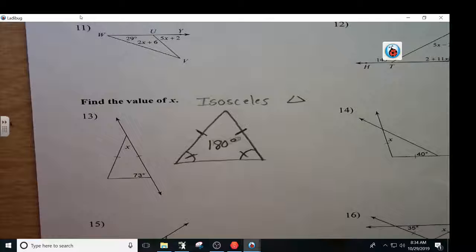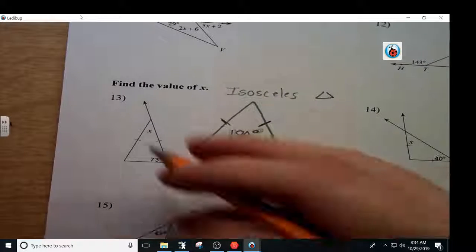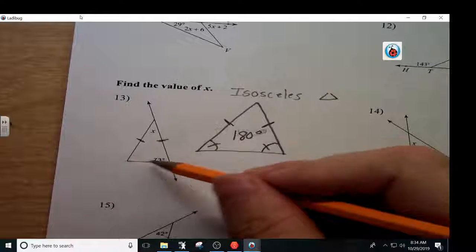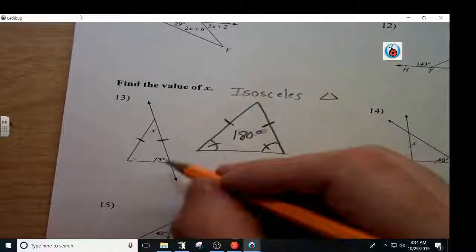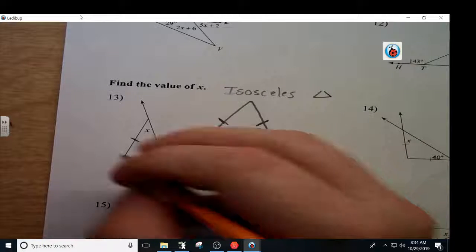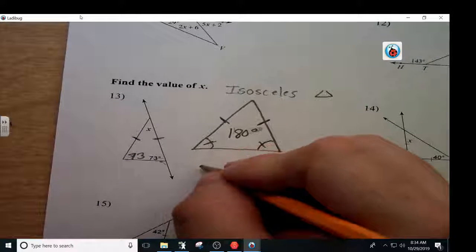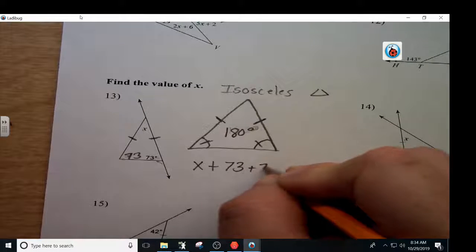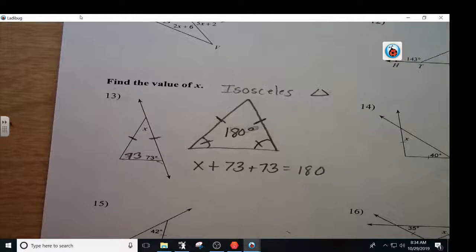Now, so guys, looking at number 13, here are my congruent sides. But what do we know about these two angles right here? They're both the same measurement, right? If this is 73, what is this one? 73. So guys, what you have is this: X plus 73 plus 73 equals 180 because it's still a triangle. So the triangle sum theorem stays true. Okay?